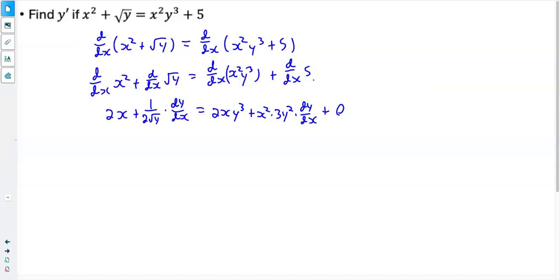Okay, so now that we've got to this step, I'm going to move the dy dx terms to one side, everything else to the other side. So I'd have 1 over 2 times the square root of y minus x squared. Actually, let's reorder the terms as we do this. So minus 3x squared y squared. And I just realized I forgot to include the dy dx here. So I've got 1 over 2 square root of y dy over dx minus 3x squared y squared dy over dx equals 2x y cubed minus 2x.